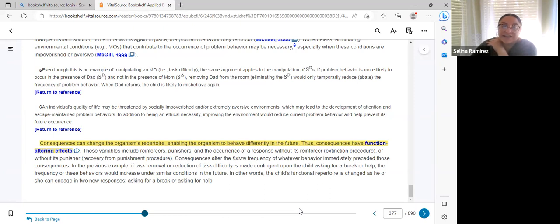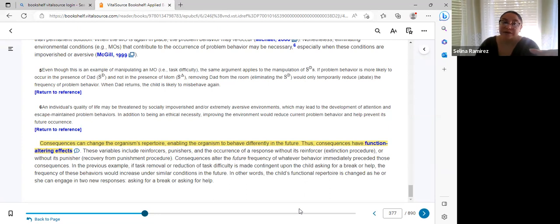So that's what we want to do, right? We want to use our differential reinforcement. So we are no longer going to provide reinforcement for the screaming. Instead, we're going to reinforce the little girl for asking for up.